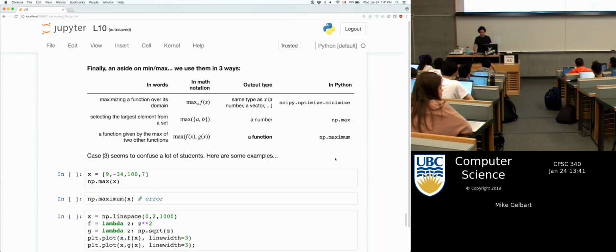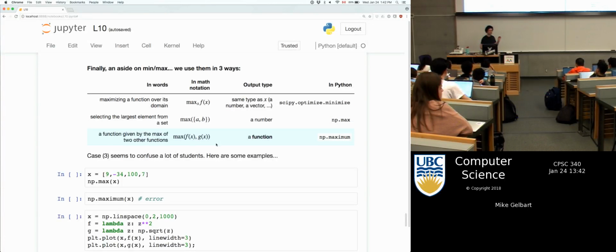And there are functions that do this. Here's one Python function that does this. We'll be getting more into this later in the course. Number 2 is selecting the largest element from a set. So I have some finite set of things. Which one's the biggest? You can use max to mean that. And the output is a number, the biggest thing. And np.max will do that.